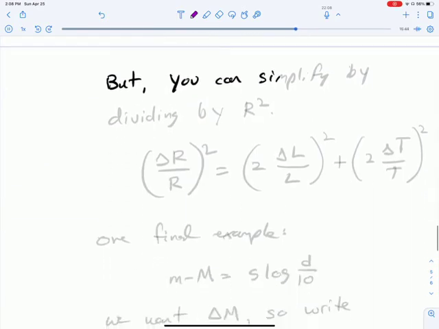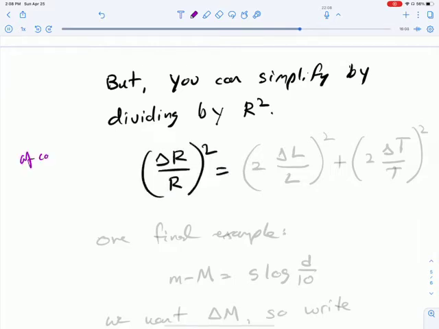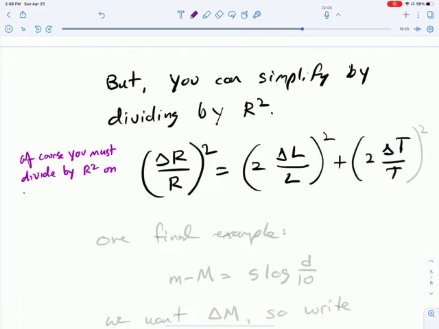you can simplify by dividing by r squared. And if you do that, then you get delta r over r squared is equal to 2 delta L over L all squared plus 2 delta T over T all squared.